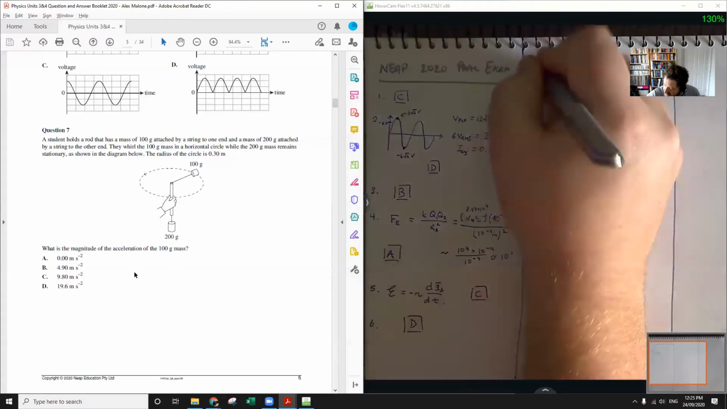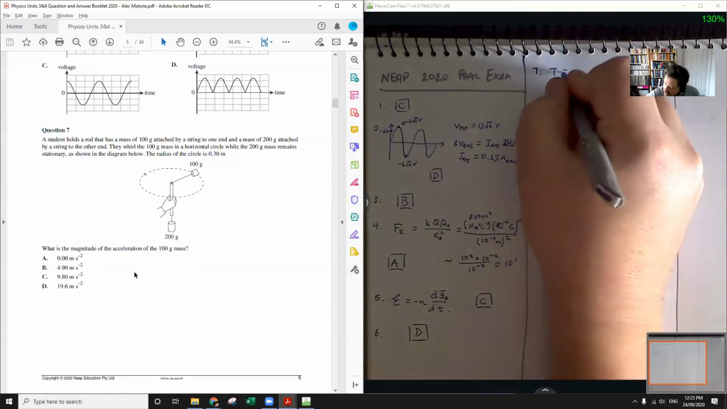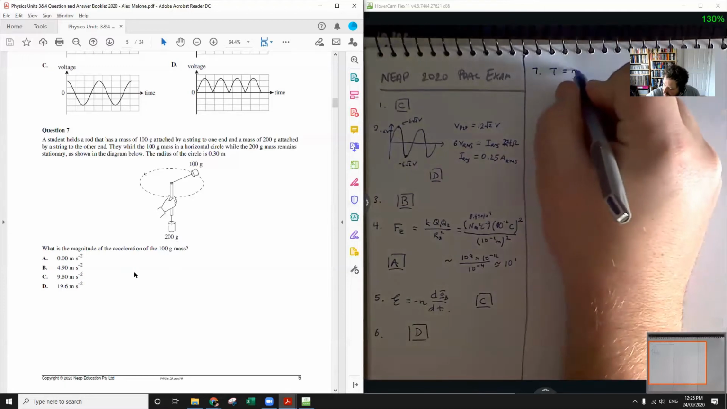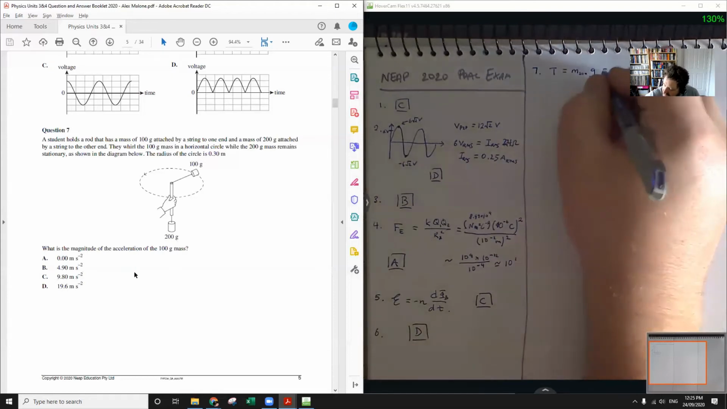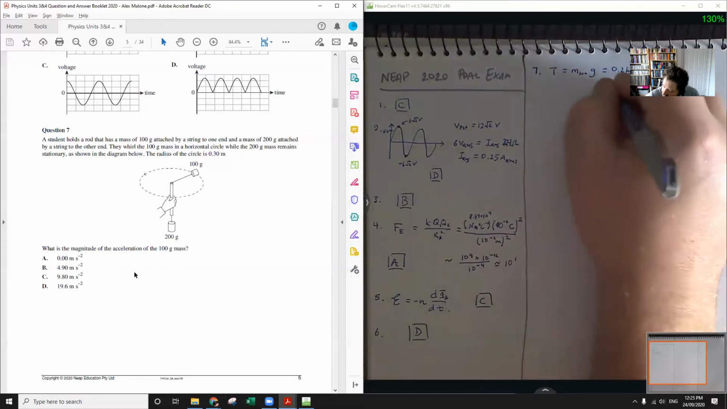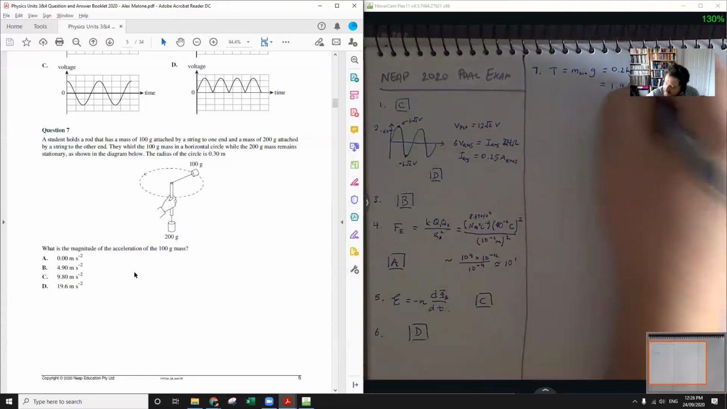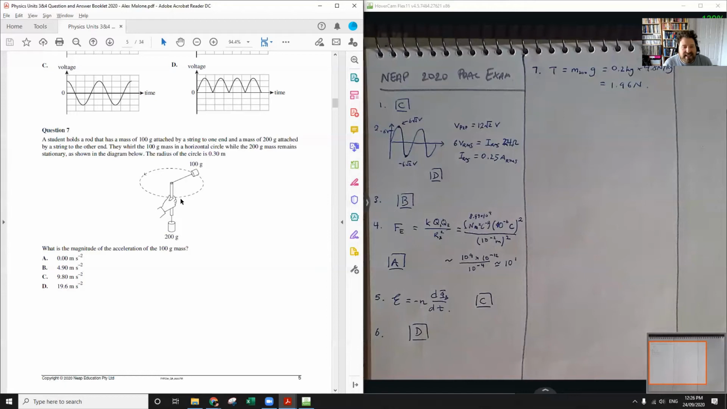And that means that the tension in the rope must be cancelling out gravity. So for question 7, our first step is going to be that the tension in that rope is equal to the mass of the 200-gram object times gravity. So that's 0.2 kilograms times 9.8 newtons per kilogram, which is 1.96 newtons. Yes, it is 1.96 newtons.